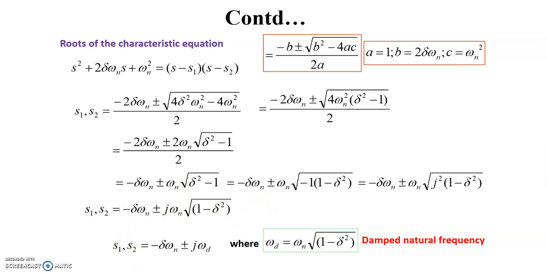So you can assume this as omega d, that is the damped natural frequency, which is nothing but omega n into root of 1 minus zeta square. So that your final roots of this S1 and S2 are minus zeta omega n plus or minus j omega d.